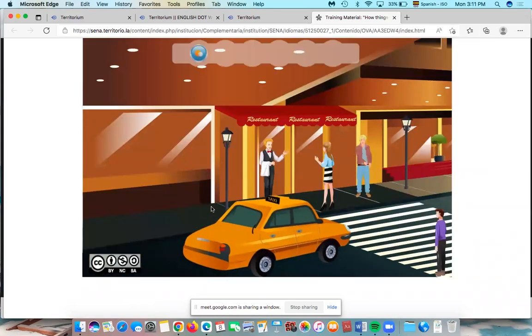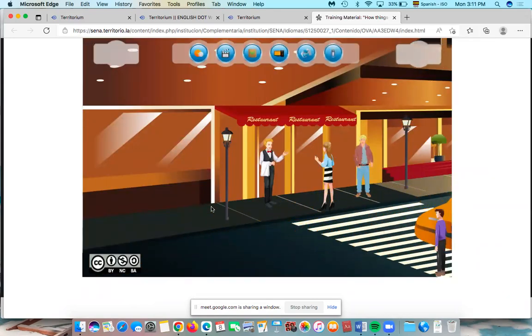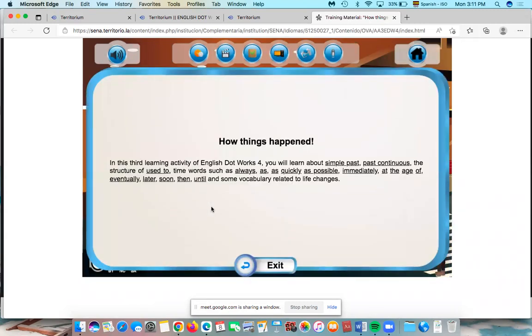well, you can see that it's kind of similar to the interactive activity, but you have much more information here. How things happened. In this third activity of English.works 4, you will learn about simple past, past continuous, the structure of used to, time words such as always, as quickly as possible, immediately, at the age of, eventually, later, soon, then, until, and some vocabulary related to life changes. Great.